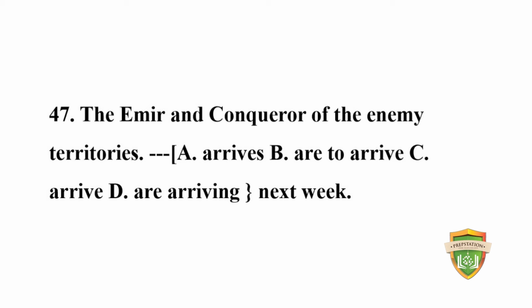So the emir and conqueror, it's definitely talking about one person. You don't have two subjects. The only subject you have is the emir. Then conqueror is still referring to the emir. So you are talking about one subject. Therefore, arrives is the correct answer, which is A.